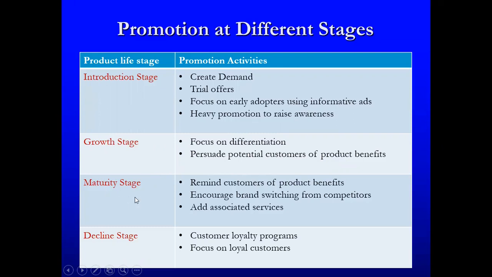Then maturity stage, we should remind customers of product benefits. We can encourage brand switching from competitors. We can add associated services. Then decline stage, we should make use of customer loyalty programs and we should focus on loyal customers. So this is how we do promotion during various stages of product life cycle.